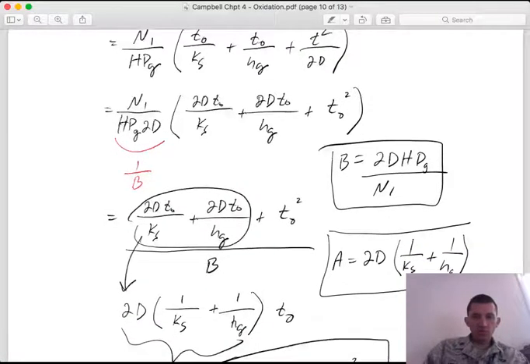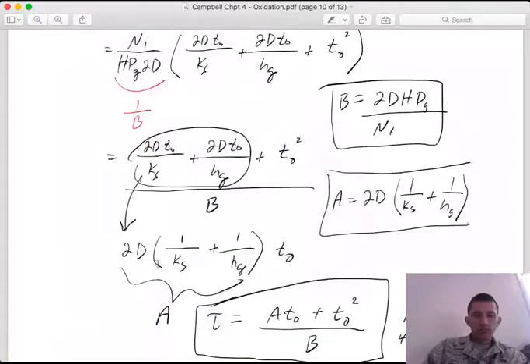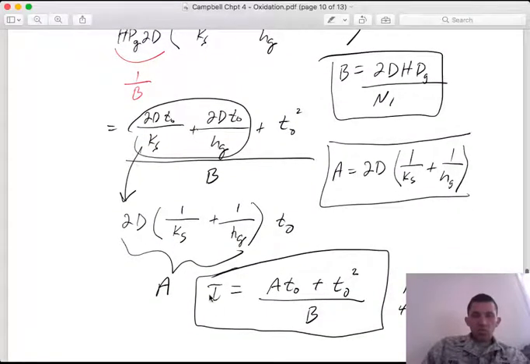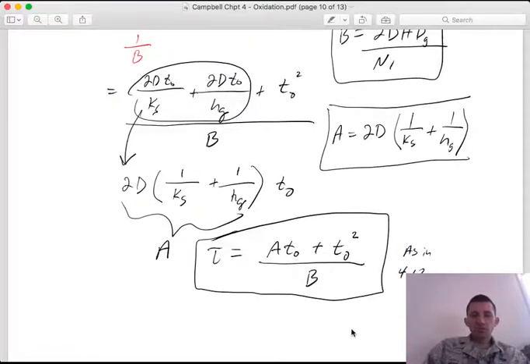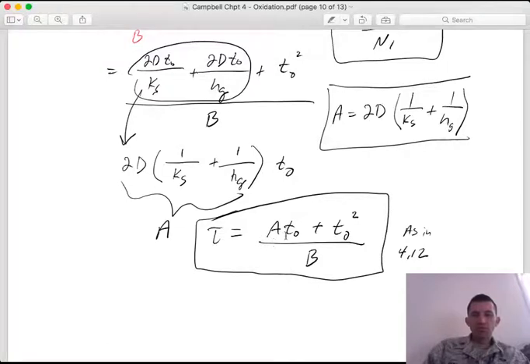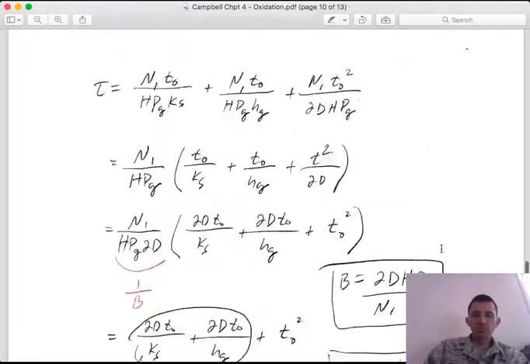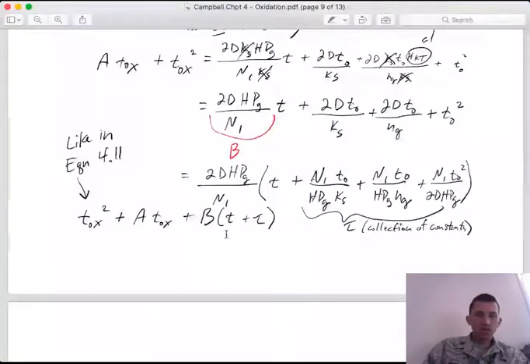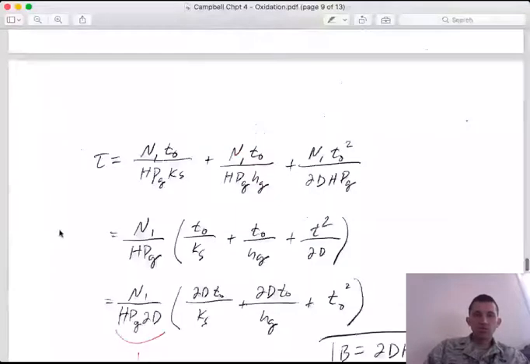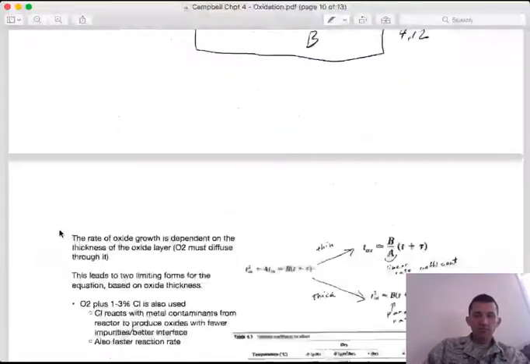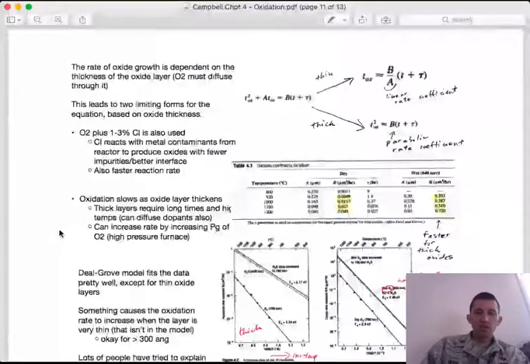Then I will do a similar trick. We'll factor out T sub D here. And once we do that, we get A times T naught. So our tau looked kind of nasty, but if we put it in terms of A's and B's, it gets simpler just like we saw above. So we have tau is A times T naught plus T naught squared over B. This matches Campbell's expression 4.12 in the text. And also here we have a match to equation 4.11. So that was nice after spending most of the afternoon Friday getting to that result.